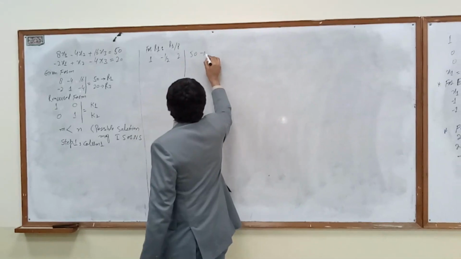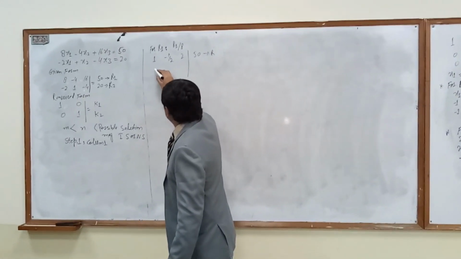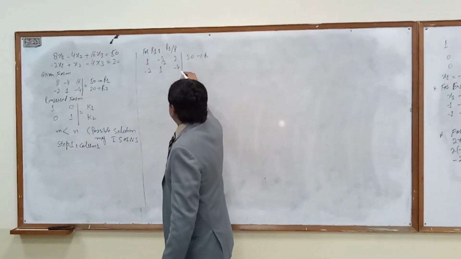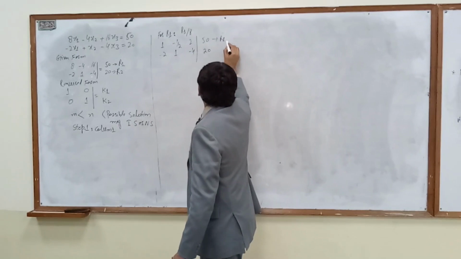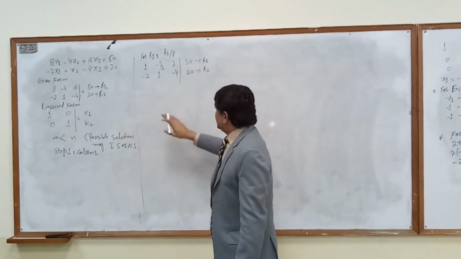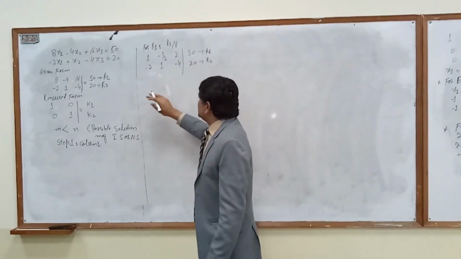So it's R1. Then we have R2. What is R2? Minus 2, 1, minus 4 is equal to 20. 20 is equal to 20. Here we are required 0. Here we are required 0.